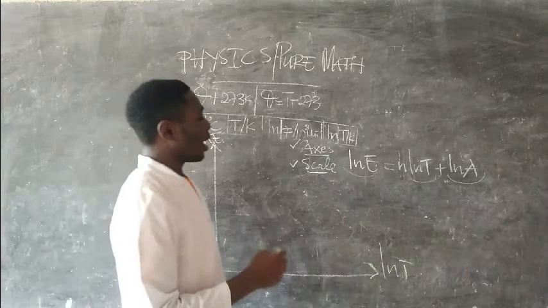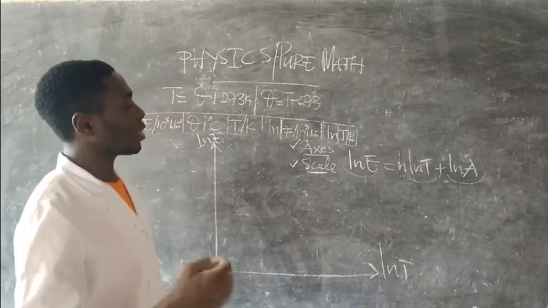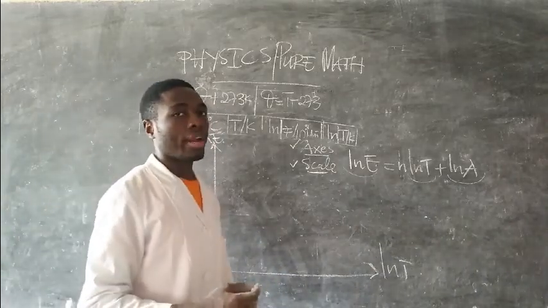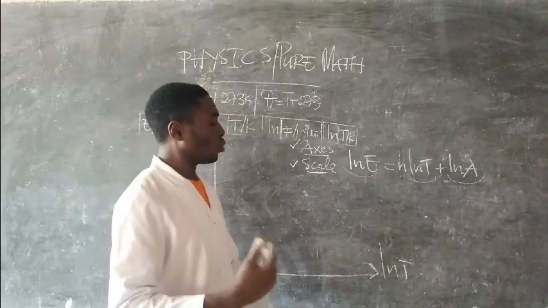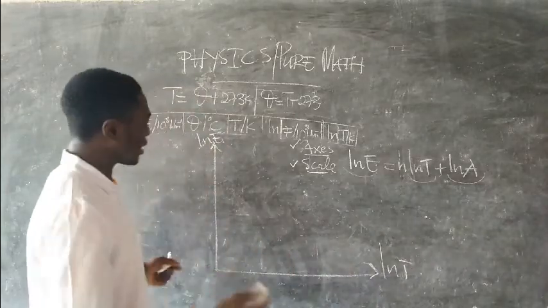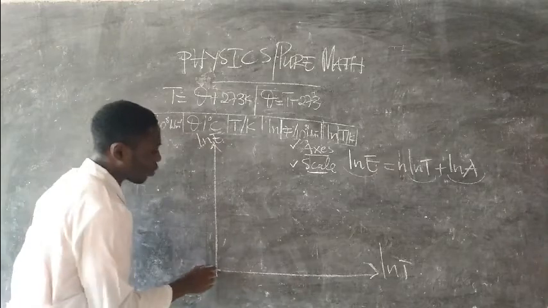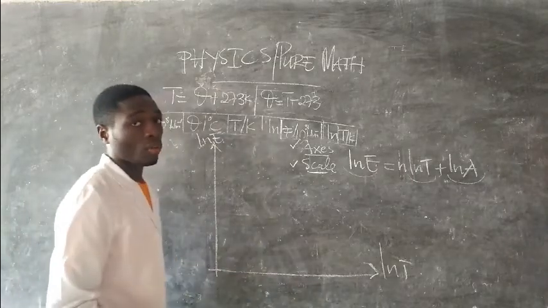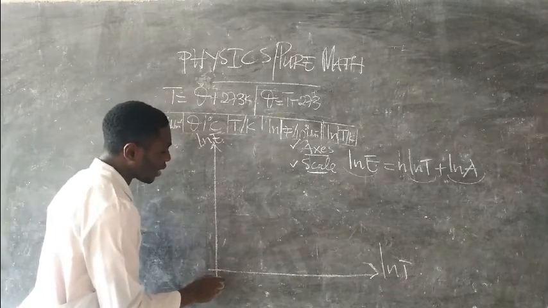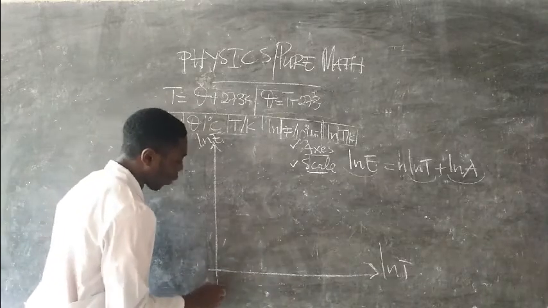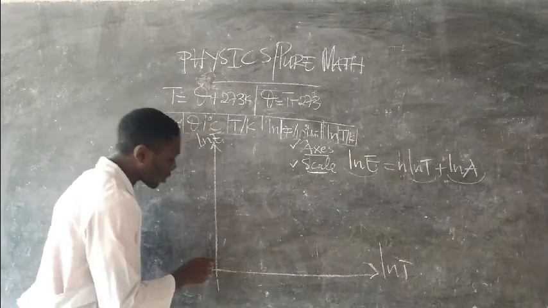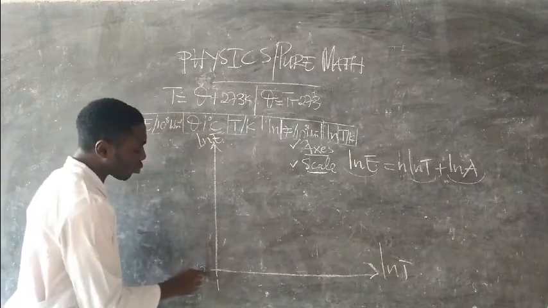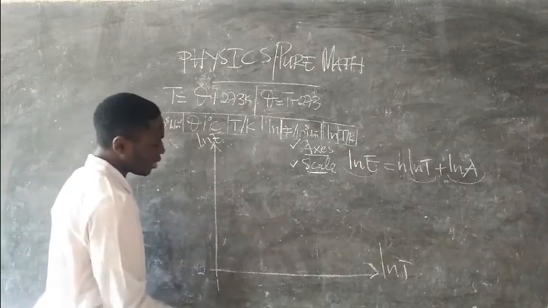So please, now the hints. How do you get a hint to know how your scale should look? As I said, your x value here, your ln t value, and your ln e value must not necessarily start from the same number. If my ln t value here starts from 1, ln e must not necessarily also start from 1. Ln e can start from 2, and ln t can start from 1.